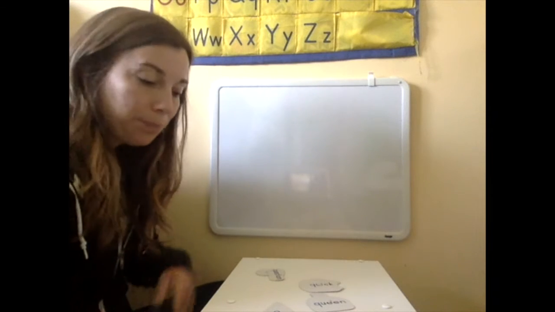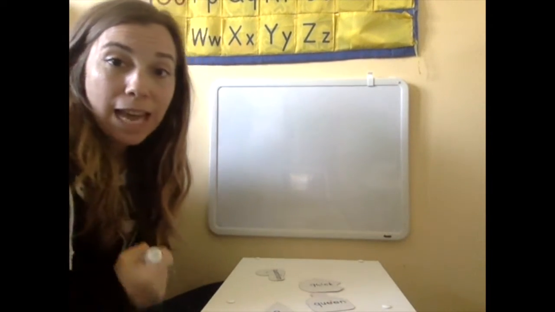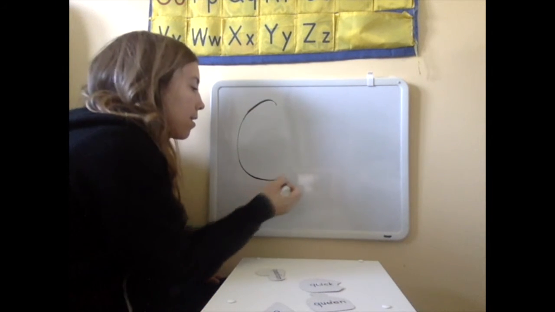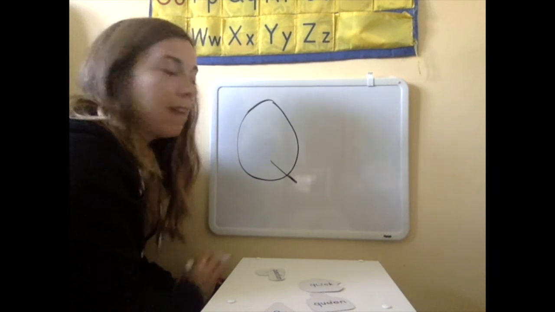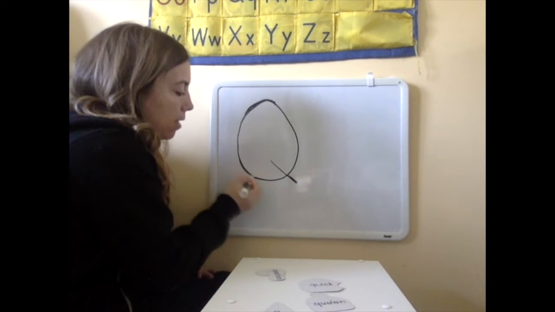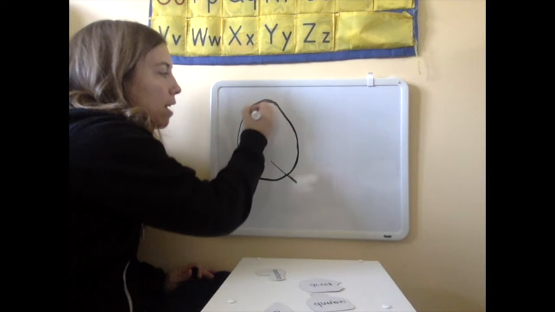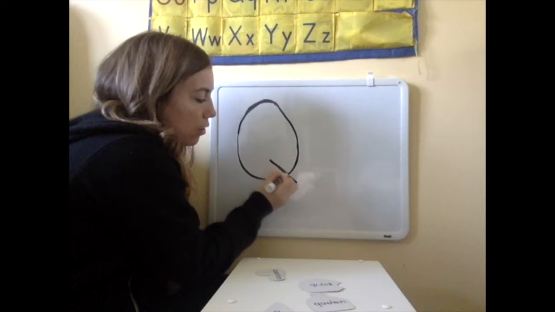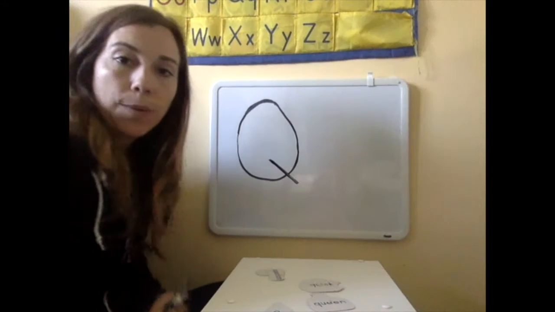I'm good too. Today we are going to talk about the letter Q. The letter Q. The letter Q is shaped like an oval, which is kind of like the letter O is shaped, but it has this little short stick in it. The letter Q.